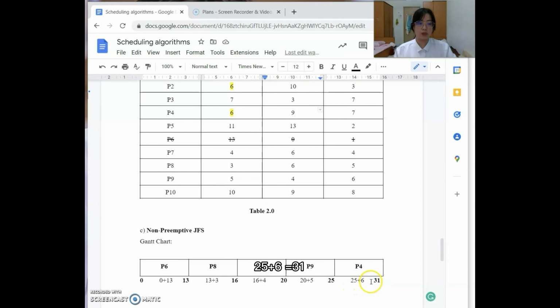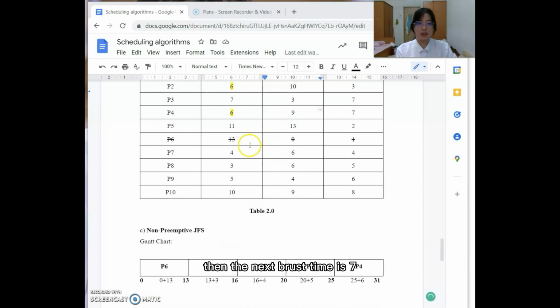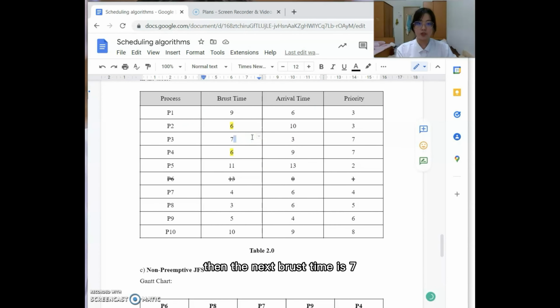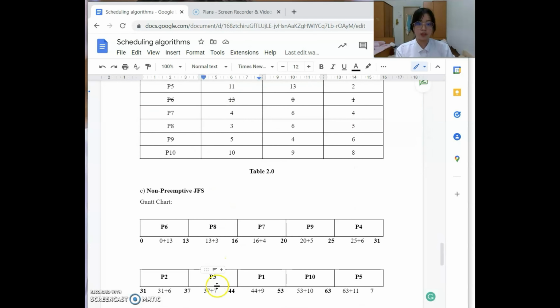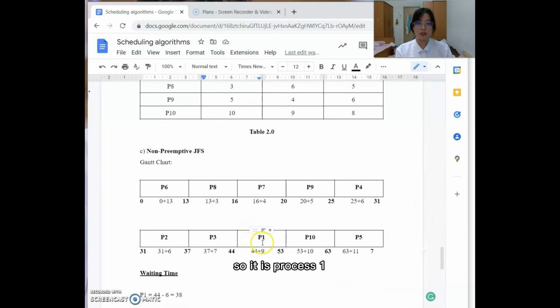25 plus 6 is 31. Then the next is process 2. 31 plus 6 is 37. Then the next burst time is 7, so the next is process 3. Process 3: 37 plus 7 is 44. Then the next is 9, so process 1. 44 plus 9 is 53.